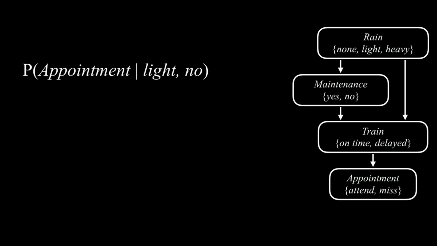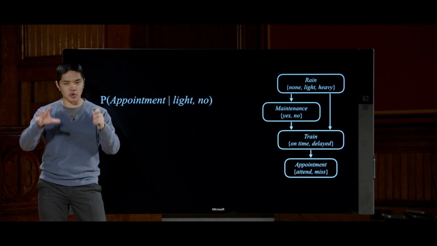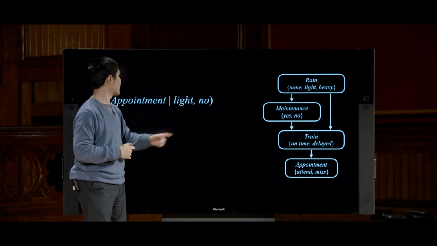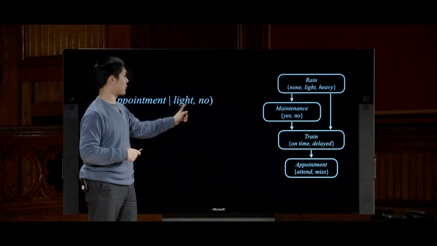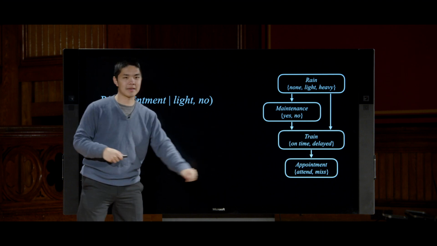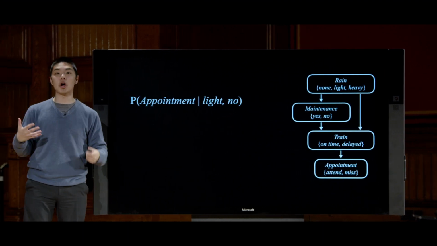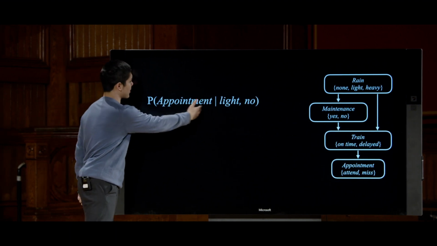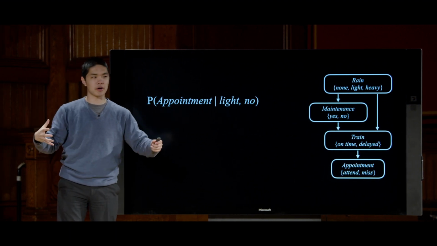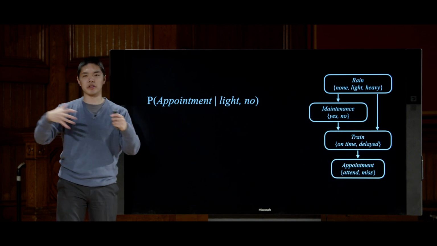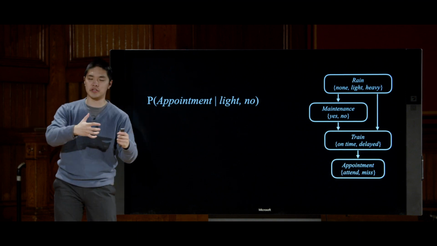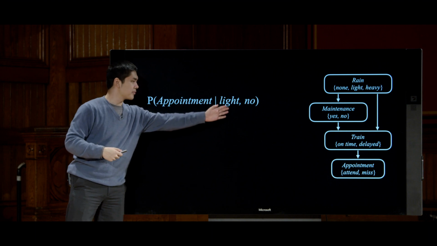Let's imagine, for example, that I want to compute the probability distribution of the appointment random variable given some evidence, given that I know that there was light rain and no track maintenance. So there's my evidence, these two variables that I observe the values of. I observe the value of rain. I know there's light rain. And I know that there is no track maintenance going on today. And what I care about knowing, my query, is this random variable, appointment. I want to know the distribution of this random variable appointment, like what is the chance that I'm able to attend my appointment, what is the chance that I miss my appointment, given this evidence.